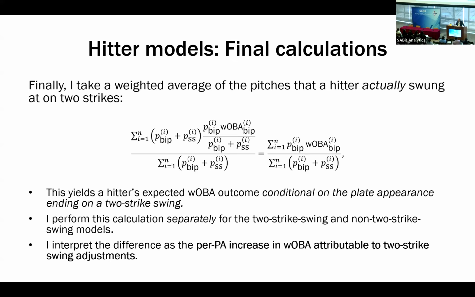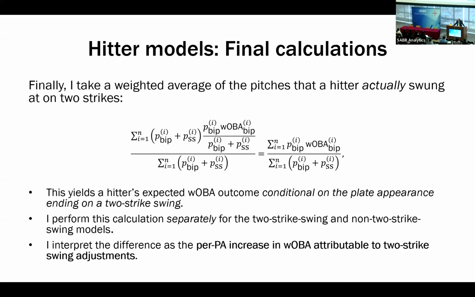Okay, finally then, I take a weighted average of the pitches that a hitter actually swung at on two strikes. On the left-hand side, the numerator, on the right of the numerator, that's the formula that we saw on the previous slide. So we're indexing each swing, and that formula there, the fraction within the fraction, gives you the expected WOBA value for that particular swing, conditional on the swing ending the plate appearance. And then I'm weighting each of those observations by the probability that it ends the plate appearance.